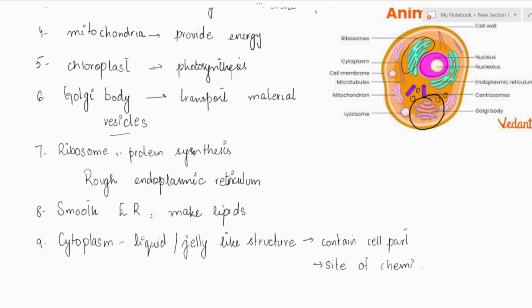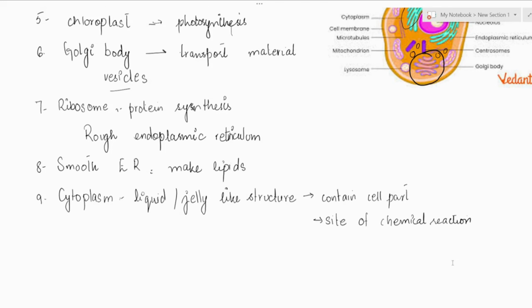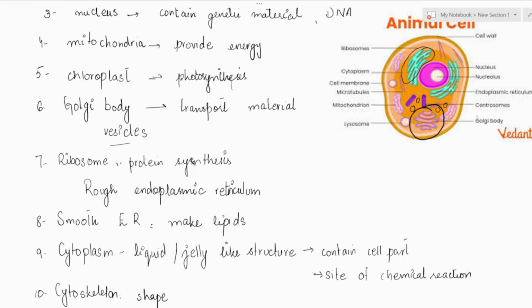Then there is another one which is called the cytoskeleton. It provides strength to the inner part. It controls the shape of the cell, and it gives strength to the cell. Am I missing something now? Let me check. I guess I have explained everything.